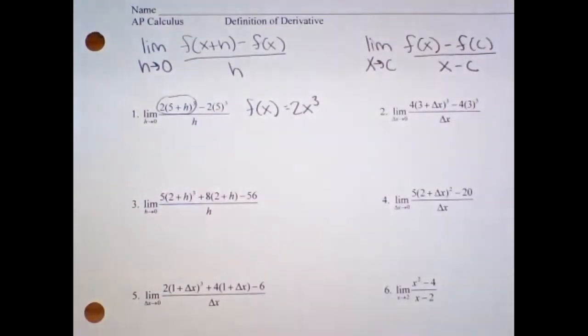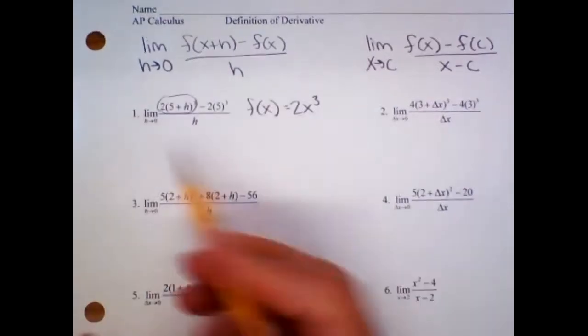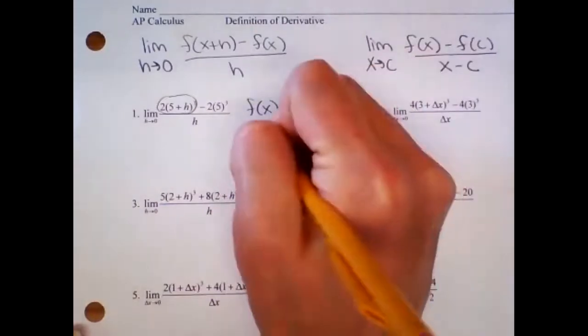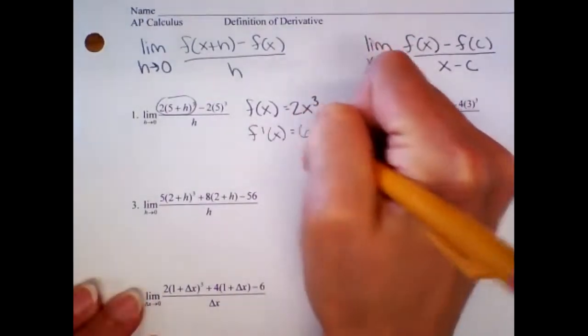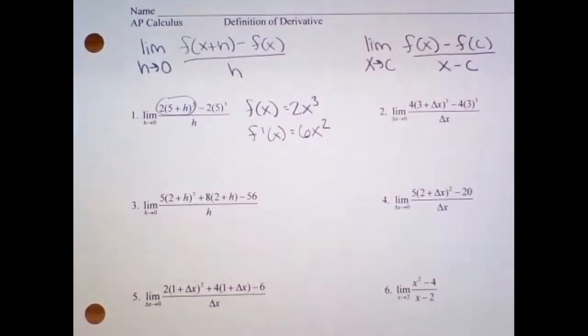I can't force you to see it, but we'll do a few of these so that you can get the hang of it. So the function is 2x cubed, and this whole thing is the definition of a derivative. So then you'd want to do a derivative. What's the derivative of 2x cubed? Isn't that a whole lot easier than that limit looked? All right, so 6x squared.